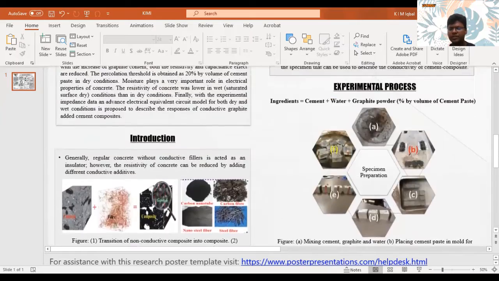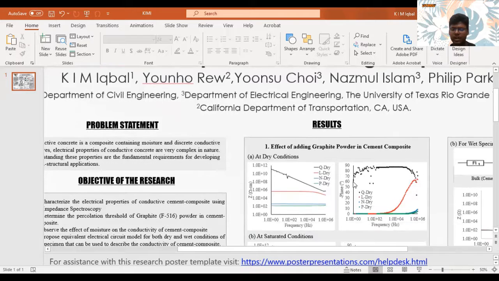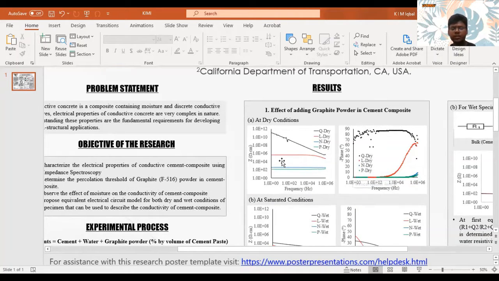Let's look at the results of our research. First, look at the effect of the graphite powder in the cement composite. You can see that in the dry condition, with the increase of the graphite content, the resistivity is reduced. The specimen with no graphite content has much higher resistivity, and it decreases rapidly because it has much higher capacitance effect. That can be understood from this figure with the phase angle. We can see the specimen with no graphite content has a higher phase angle. On the other hand, for the specimen with a higher concentration of graphite, the phase angle is reduced.